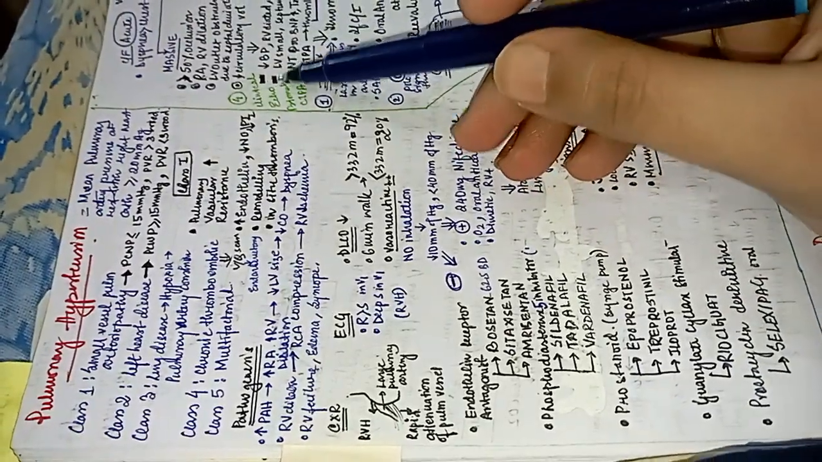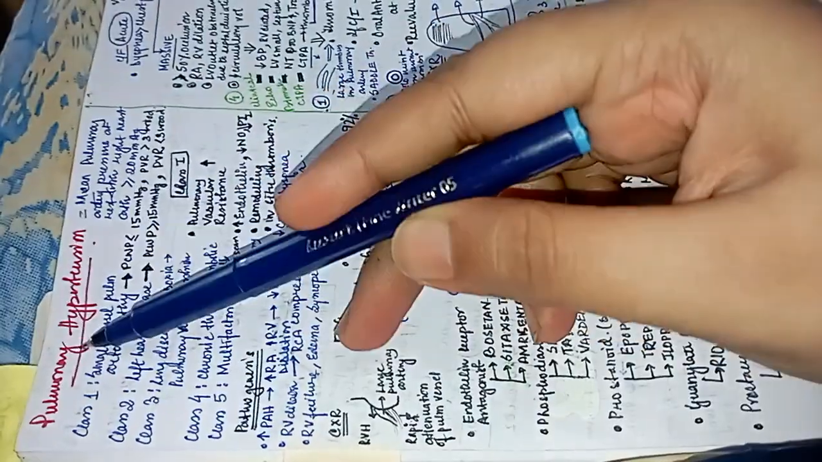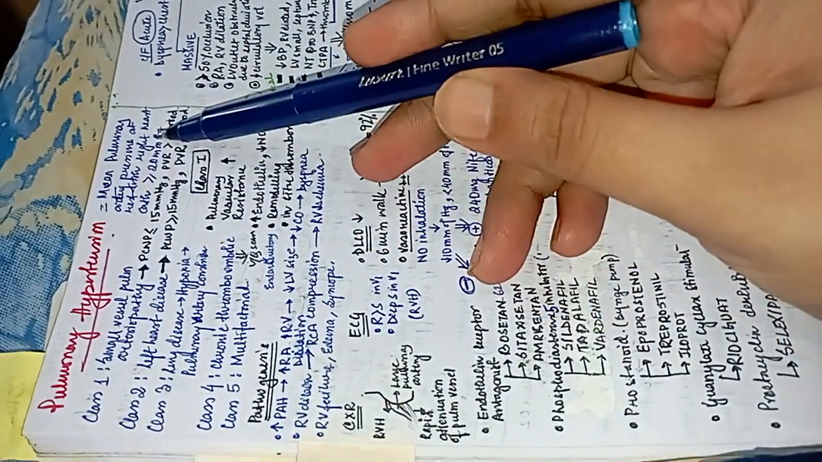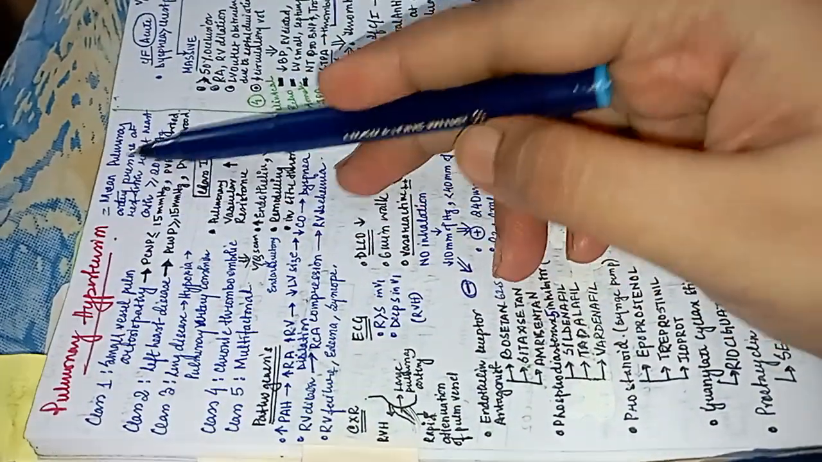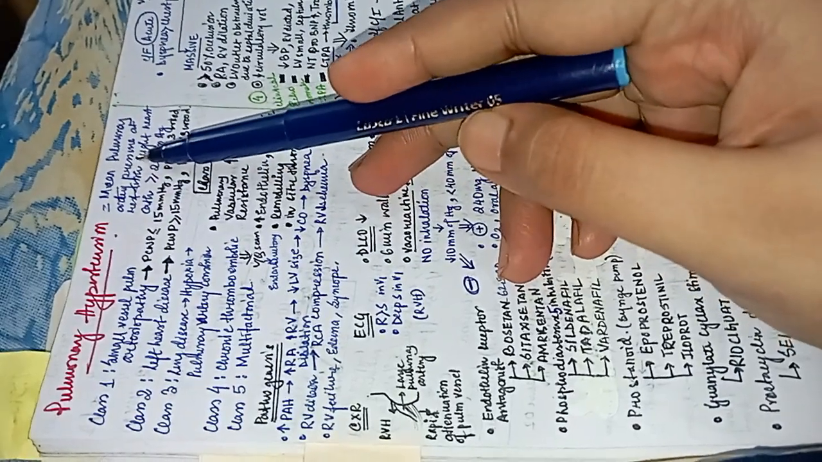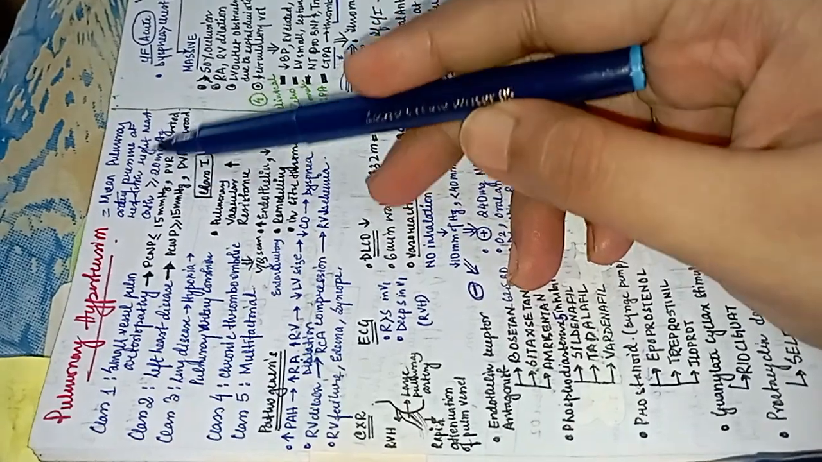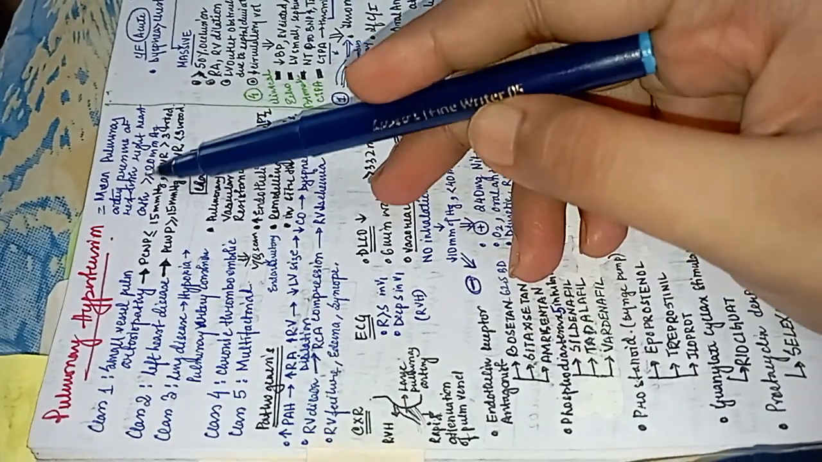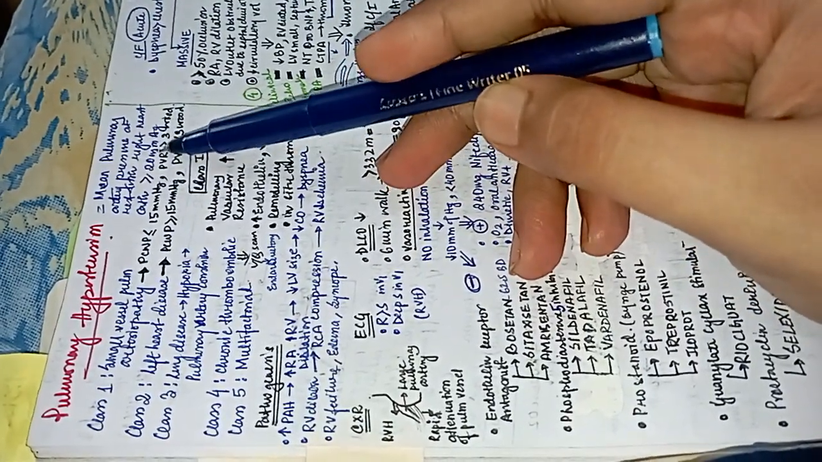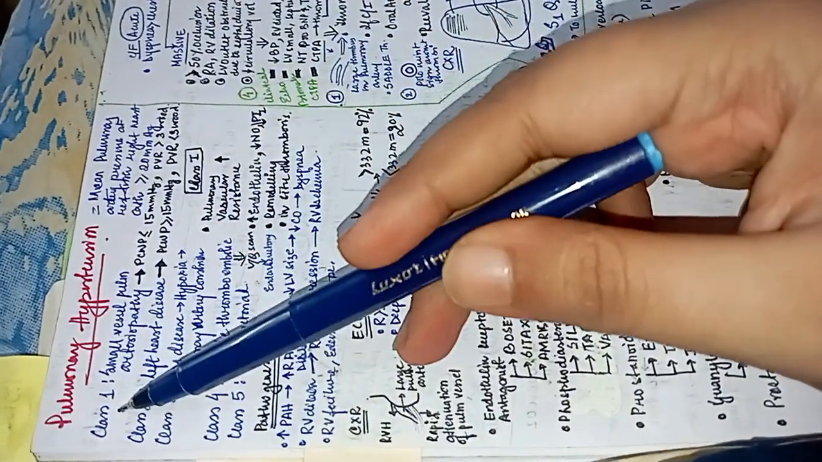Today we are going to study pulmonary hypertension. Pulmonary hypertension is increased pulmonary artery pressure, which is measured by right heart catheterization. The mean pulmonary artery pressure is more than 20 mm Hg.